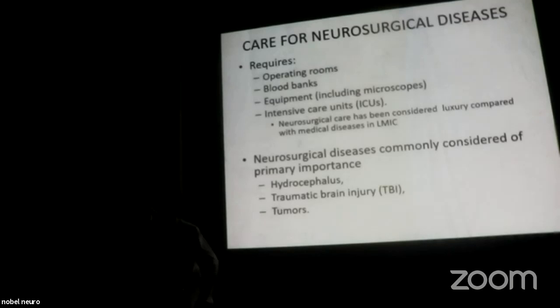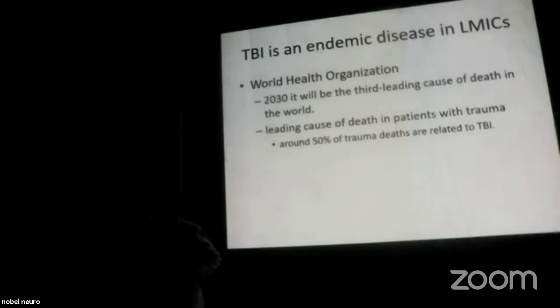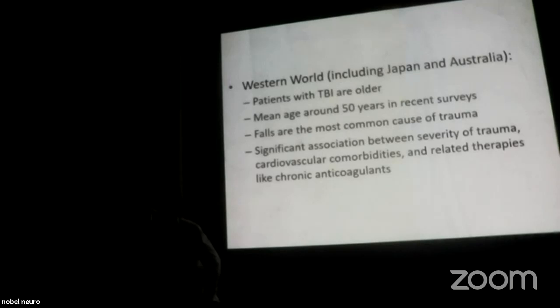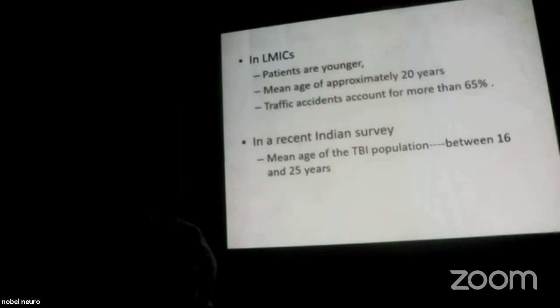The neurosurgical diseases commonly considered of primary importance are hydrocephalus, trauma, brain injury, and tumors. So TBI is an endemic disease in low and middle income countries. According to the World Health Organization, by 2030 it will be the third leading cause of death in the world. Around 50% of trauma deaths are related to head trauma. In the Western world, quite senior persons can be affected by trauma, but in low and middle income countries, the patients are quite younger.